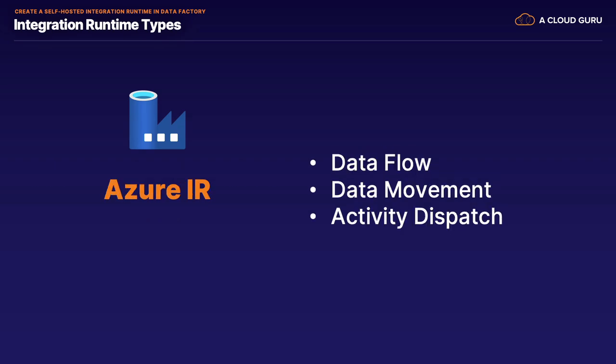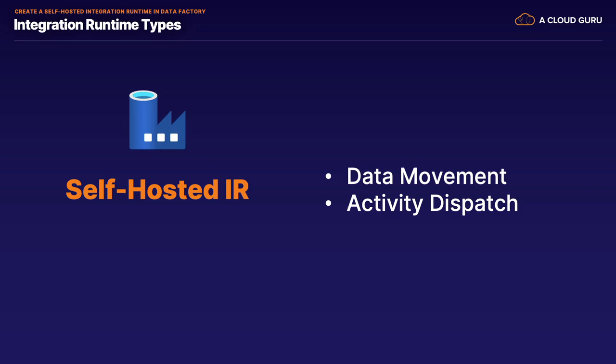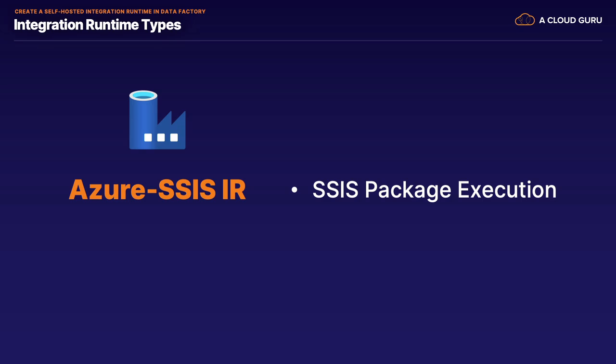An Azure integration runtime creates the data flow, the data movement, and the activity dispatch. In a self hosted integration runtime, you will not have the ability to do a data flow. However, data movement and activity dispatch are still available to you. And as you can probably imagine, Azure SSIS integration runtimes only do SSIS package execution.